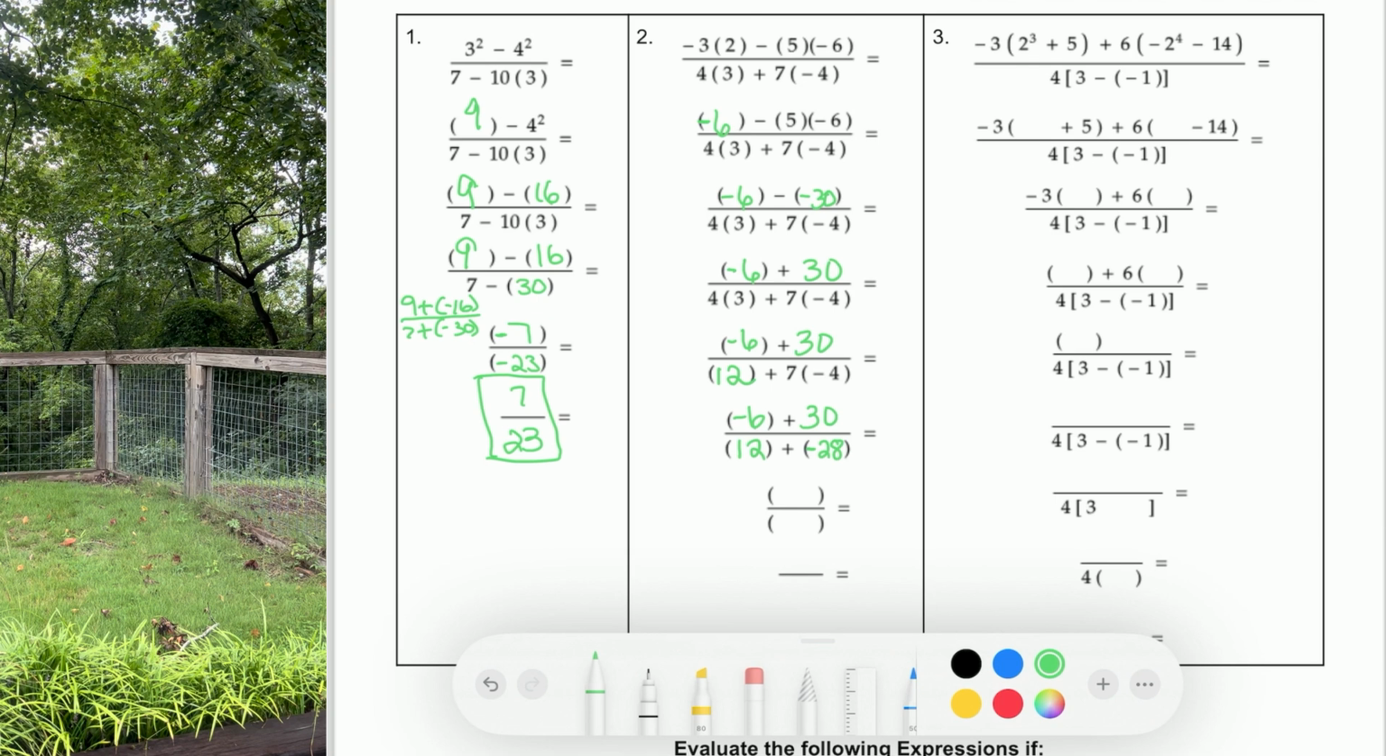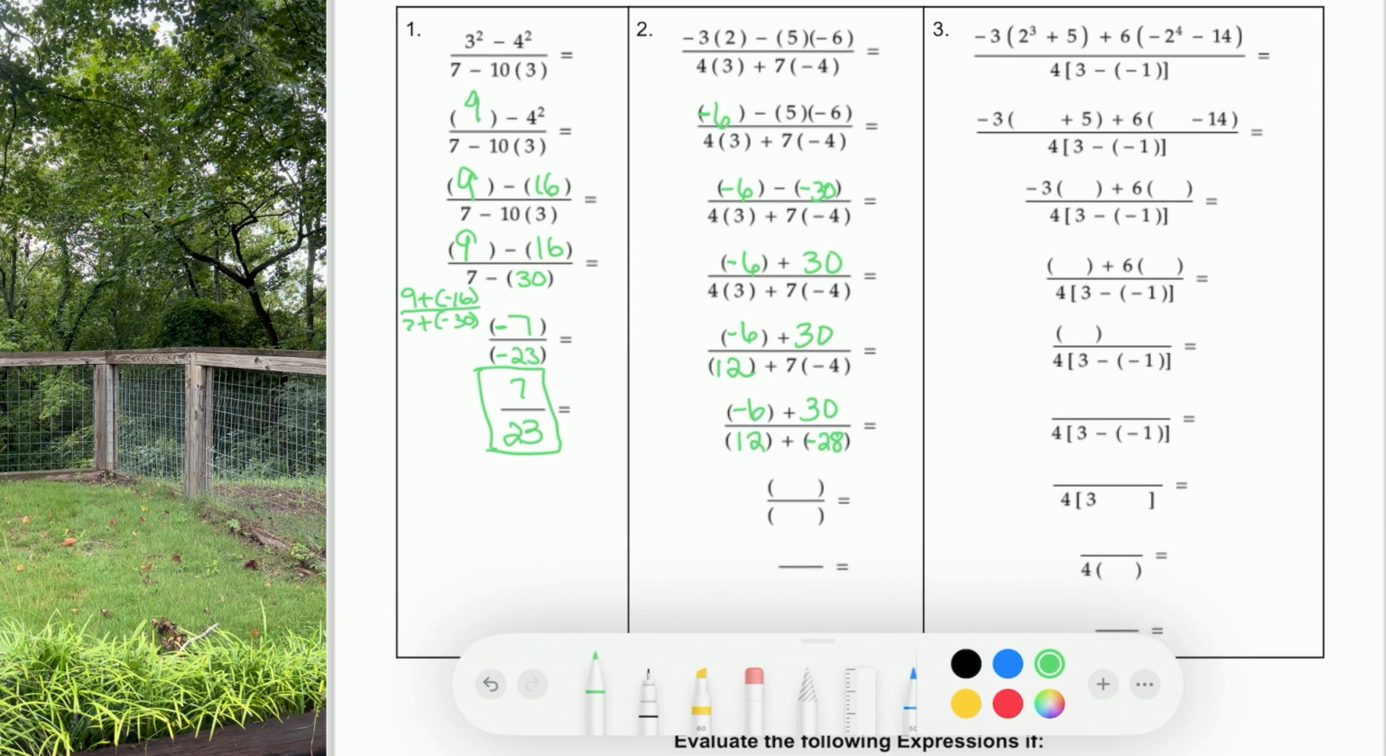We are now at the point where we need to combine through addition. We have 2 different signs, a -6 and a +30. We need to take the difference of those 2 numbers, which is 24. The 30 is greater, so it's a positive 24. In our denominator, we have the same situation. We need to take the difference, and that will be 16. The negative 28. The 28 is greater, so our 16 is negative.